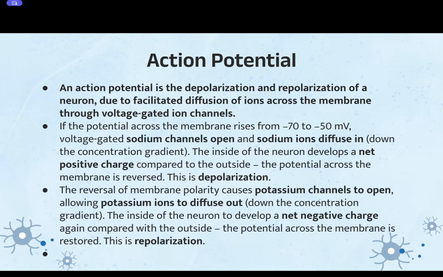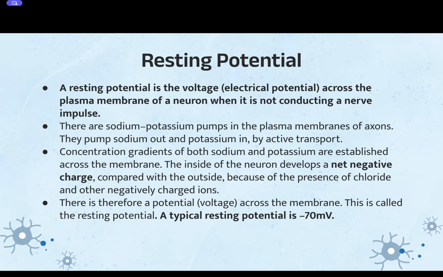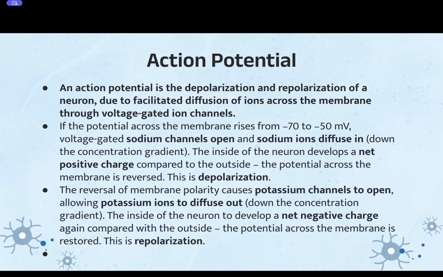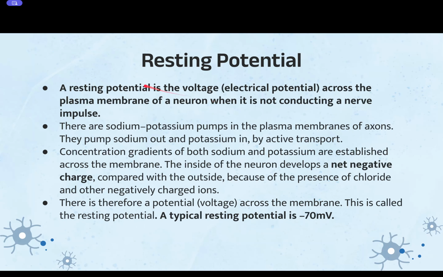Nerve impulse. Yes. First we need to know what a resting potential is and then what an action potential is. A resting potential is the voltage across the plasma membrane of a neuron when it's not conducting a nerve impulse. That's the voltage that a neuron will maintain when it's not conducting an impulse.